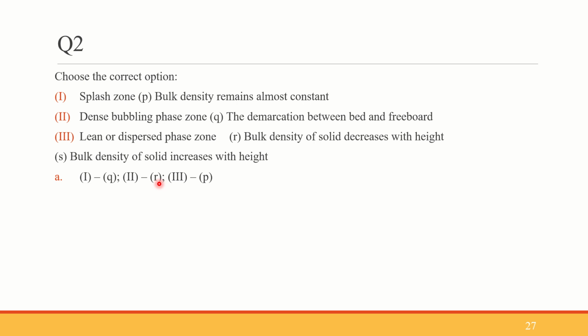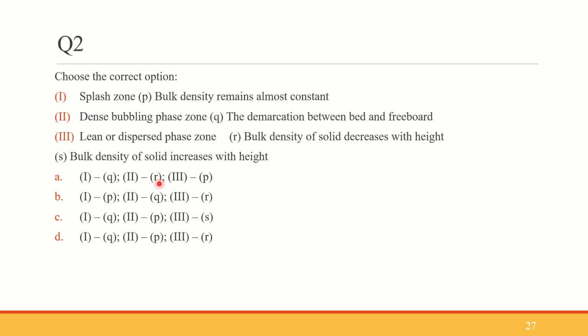Okay, so first one is splash zone. Options also I'll give. Option A, 1Q 2R 3P. Option B, 1P 2Q 3R. Option C, 1Q 2P 3S. Option D, 1Q 2P 3R. So can you guess the right answer? Okay, we'll just discuss the answer now.